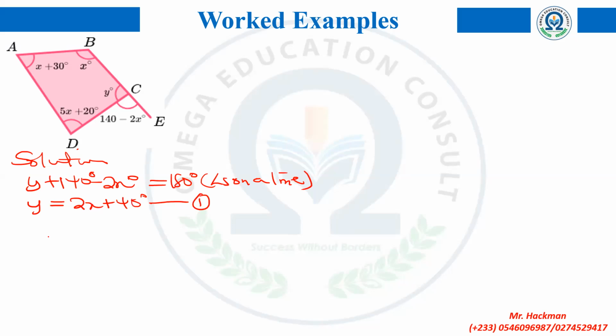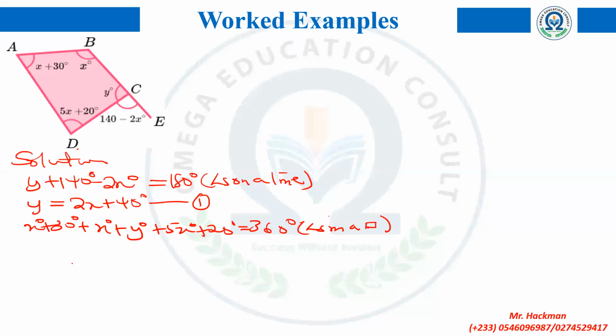Then I go and form another equation, and that will be based on the sum of the interior angles of your quadrilateral that you have there. So on that note, I can write x plus 30, don't forget the degrees, and let me also put degrees here as well, then plus x, plus y degrees, plus 5x with the degrees also here, then plus 20 degrees should be equal to 360 degrees. And you know, angles in a quadrilateral.